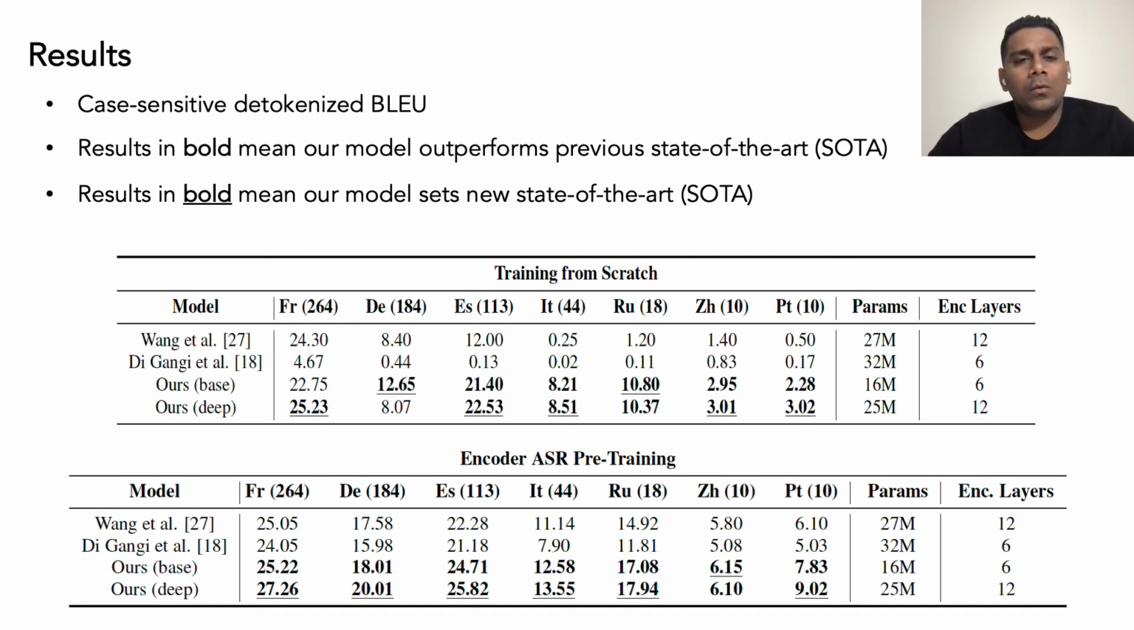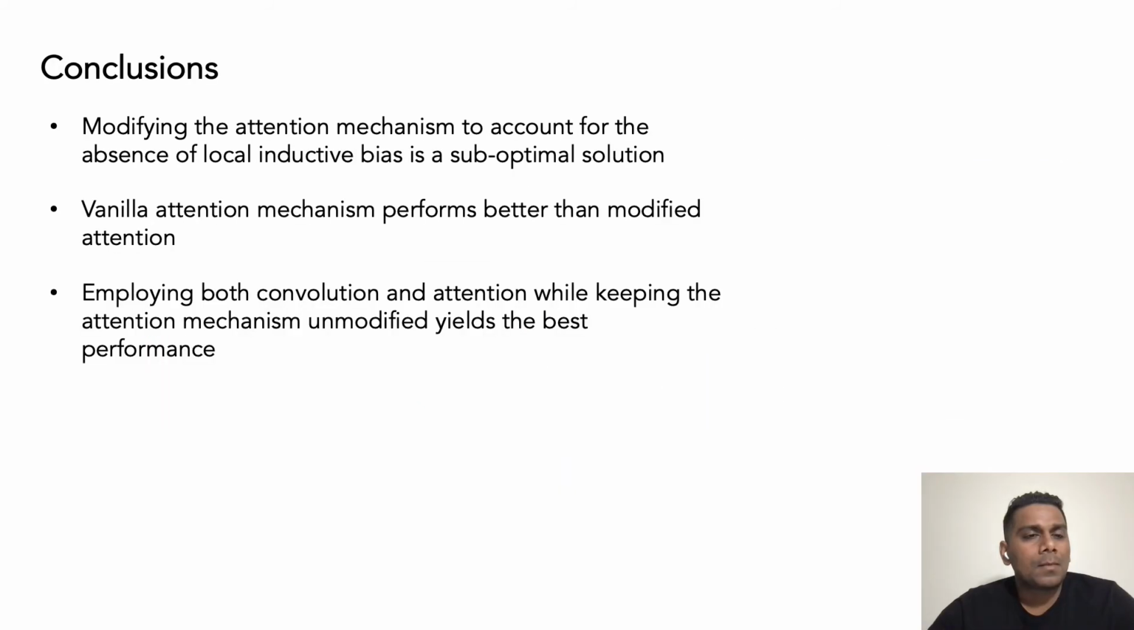Quickly summarizing the results, we can see that both our models are able to outperform previous state of the art, and some of them are also setting new state of the art with huge performance gains. For conclusions, our results warrant the hypothesis that modifying attention mechanism to account for the absence of local inductive bias is indeed a suboptimal solution. We saw in the results that vanilla attention mechanism from Wang et al. performed better than the modified one, which was Digangi et al. Our models, which employ both convolution and attention while keeping the attention mechanism unmodified, yield the best results and have some huge performance gains.